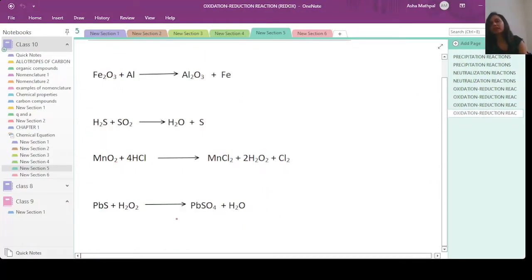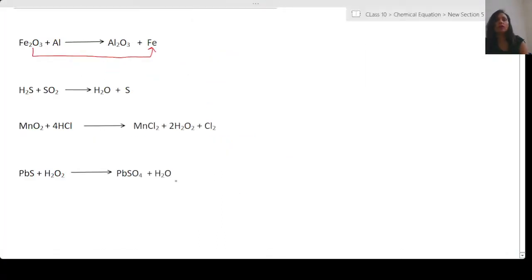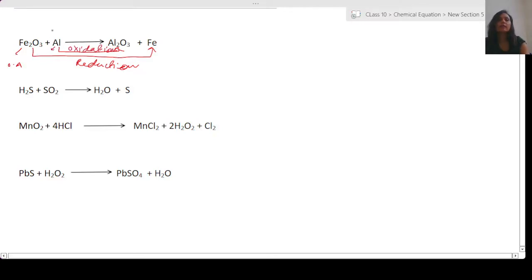Fe2O3 plus Al gives us Al2O3 plus Fe. Now see, Fe2O3 is changing to Fe, that is, there is a loss of oxygen here. So this is a reduction reaction. So it is an oxidizing agent. Al is changing to Al2O3. There is a gain of oxygen. So this is an oxidation reaction, and it will become the reducing agent then.